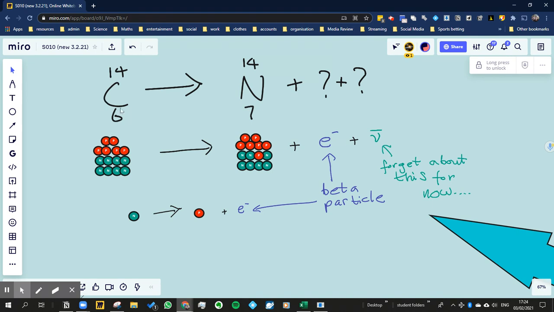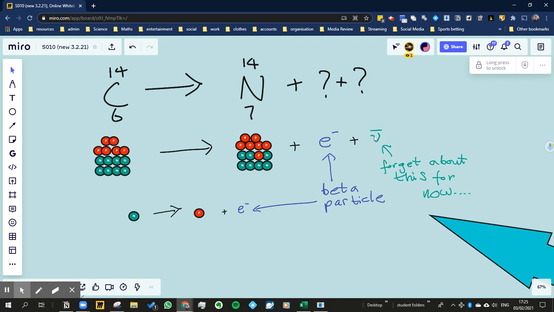It's also worth saying at this point that a carbon-14 nucleus is different to the one that we see on the periodic table because it's got more neutrons, but it's still carbon because it's got 6 protons. What happens is it changes into this nitrogen-14 nucleus. So basically, a neutron turns into a proton and also gives off something called an electron, which we call a beta particle, and something called an antineutrino.